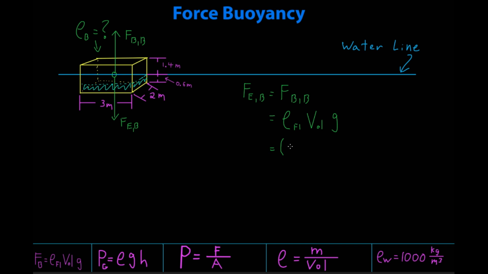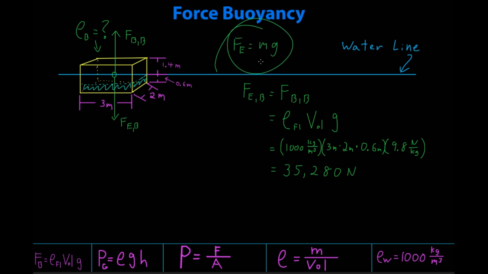And I'm going to put these values in. Density of water. Volume is going to be 3 meters times 2 meters times 0.6 meters times G. Since I have this written down, I'm just going to throw this down now. 35,280 newtons.